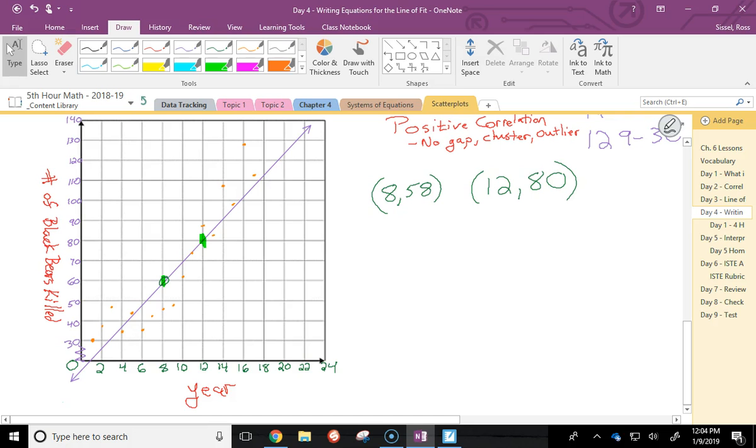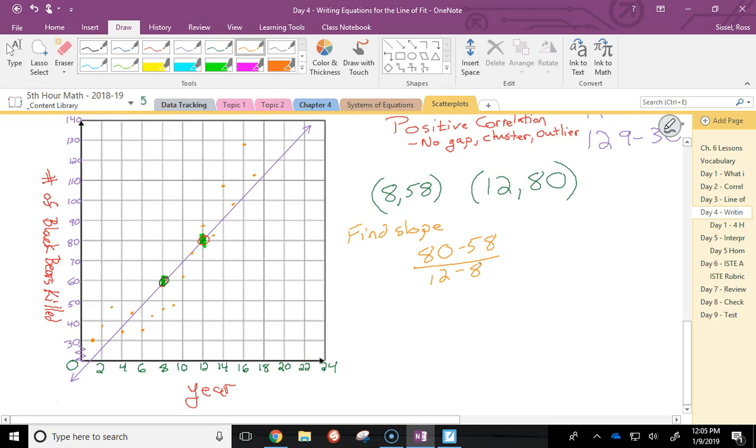So the 2 points, I've highlighted them. That's why we chose them right here. I chose this point and this point. And I'm saying that's about 8, 58 and 12, 80. We now find the slope. Finding the slope, y2 minus y1, what we just practiced at the beginning. 80 minus 58 all over 12 minus 8.